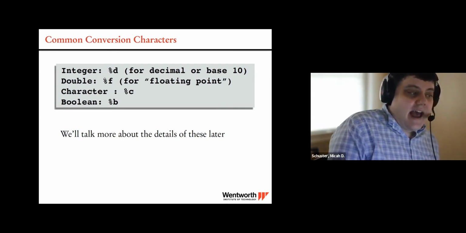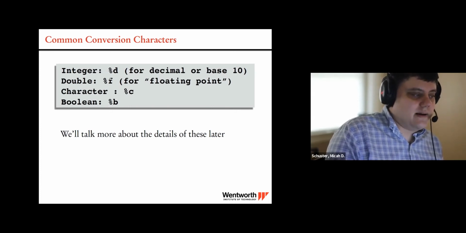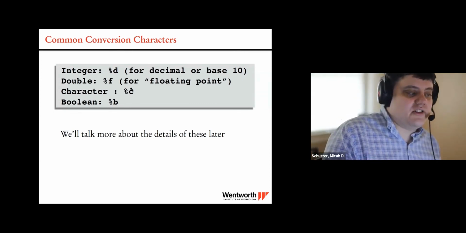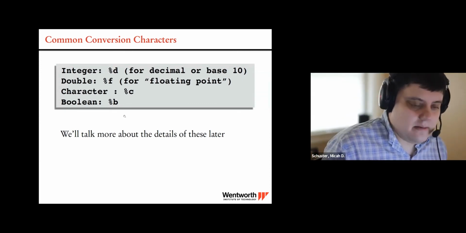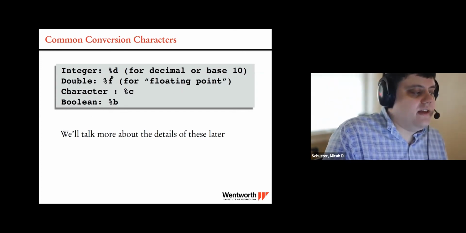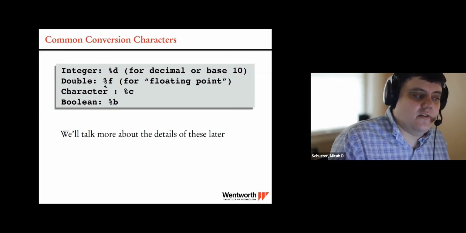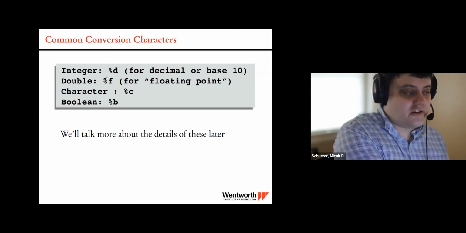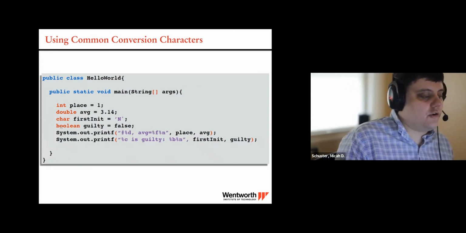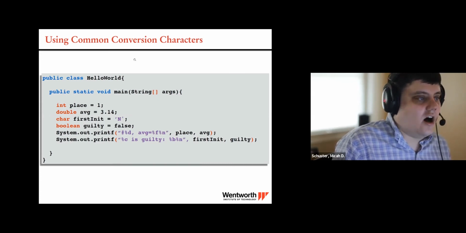A double is %f. This stands for a floating point number. So if you want to print out a double, it's got to be %f. A character, if you want to print out just a single character, like an A or something, it's %c. And a Boolean is %b. We're going to talk more details about these later on, particularly with the double, because we can have a lot more control over how we print a double just by modifying this conversion character. But for now, these are the common ones for printing stuff out. So as a few examples, here's the creation of a few variables. So we have the declaration and the assignment happening on the same line.